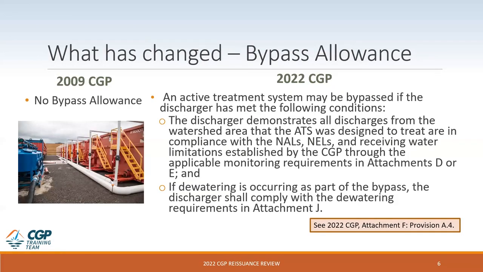Okay, so the bypass allowance. The 2009 permit did not have any allowance for a bypass, and all water had to be processed through the ATS. In the 2022 permit, the ATS may be bypassed if the basin, the pond, is meeting all of the permit requirements, as well as attachment F, the NELs, NALs, and all of attachment D and E. And then if you have dewatering that's occurring that is part of the bypass, then you also have to meet attachment J.